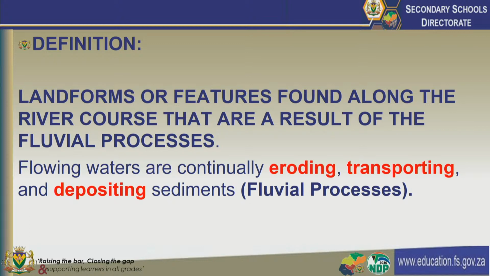What are those fluvial processes? We say a river erodes, a river transports, and a river deposits. So these are what we call the fluvial processes. Like you see on the slide there, it says flowing waters are continually eroding, they are continually transporting, and they are depositing sediments. So all these are fluvial processes. So please have this in mind.